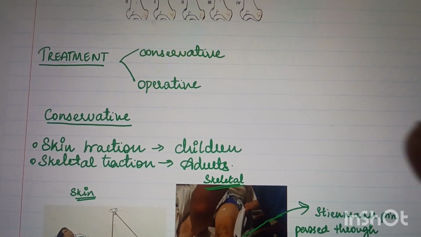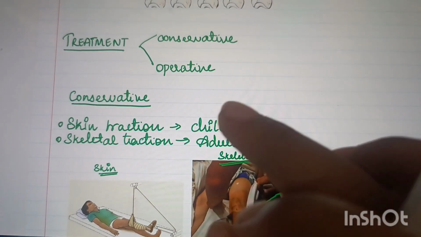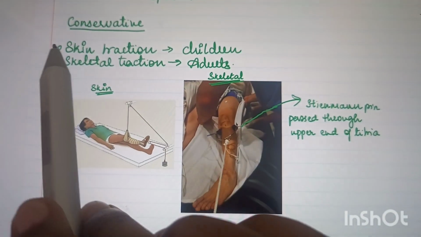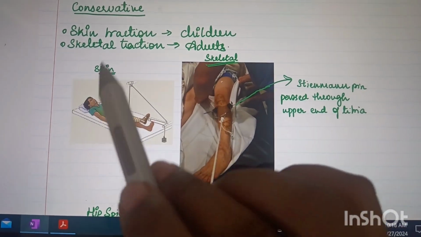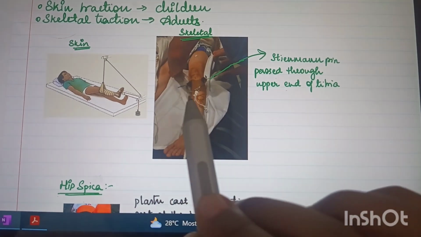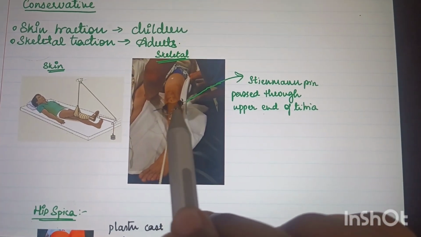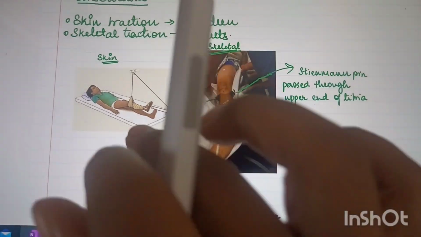Okay, now let's learn about the treatment options. In the treatment options you can have 2 treatment options. They are conservative and operative. In conservative, skin traction is usually preferred in children, skeletal traction is preferred in adults. In adults, Steinmann pin you will pass through the upper end of the tibia and weight is applied through it.